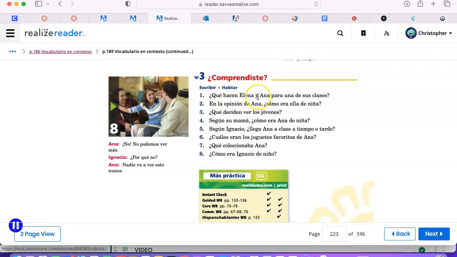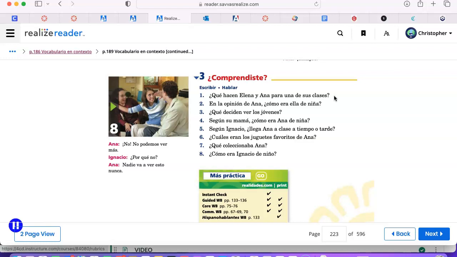Number 1, ¿qué hacen Elena y Ana para una de sus clases? What are Ana and Elena doing? Hacer is the verb to do, right? So what are they doing for one of their classes? We're looking for a verb, right? An activity. Number 2, en la opinión de Ana, ¿cómo era ella de niña? In Ana's opinion, what was she like as a little girl?